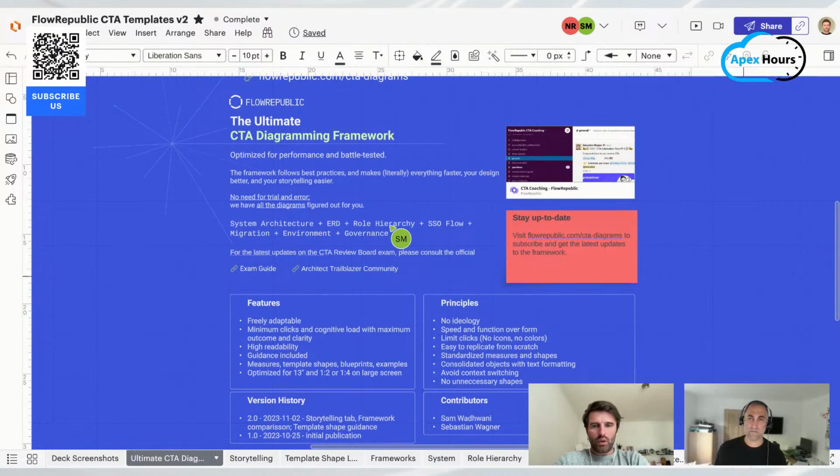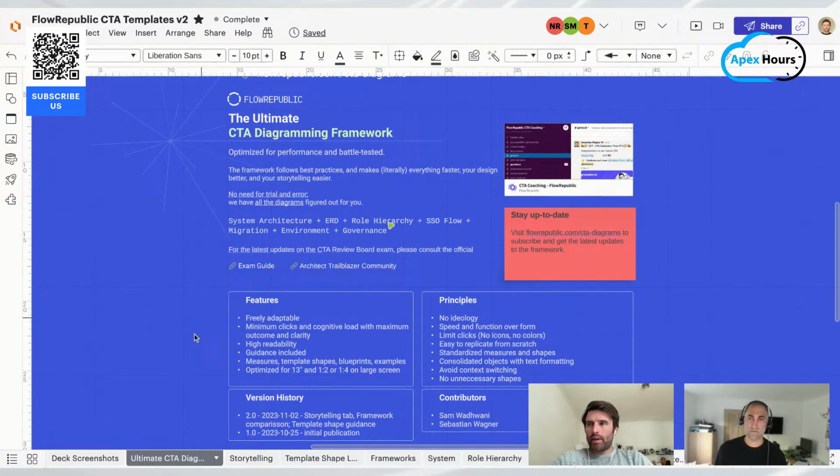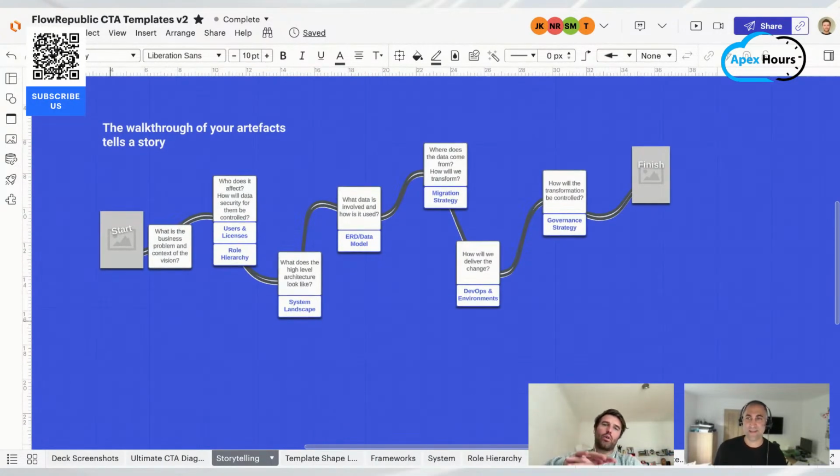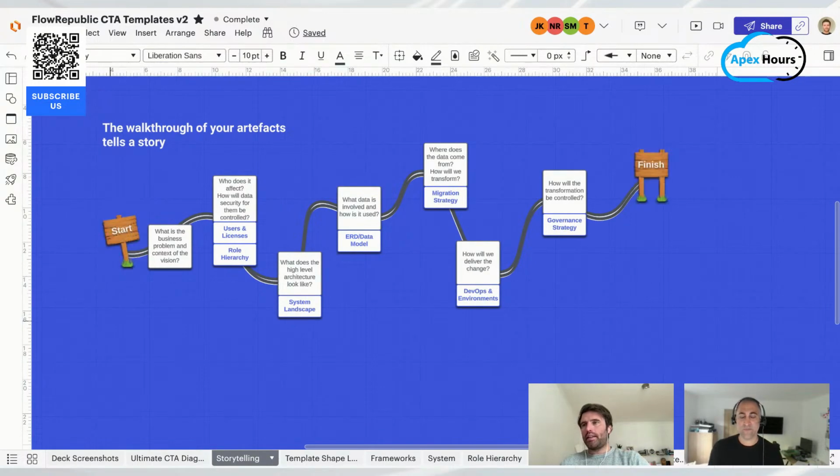Okay, cool. Now, I would suggest let's have a quick look into the storytelling aspect. And Sam, how about you take us through the storytelling aspects and how the framework or the diagrams that are presented here can be utilized?